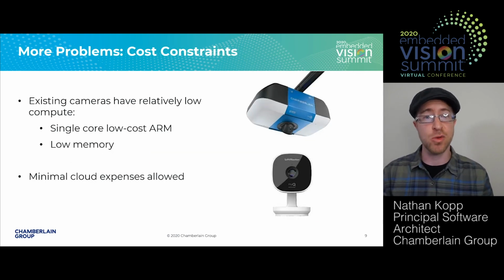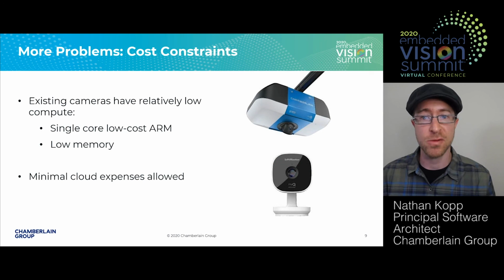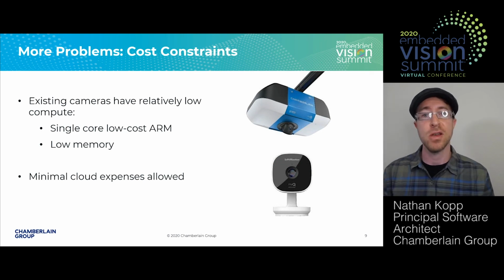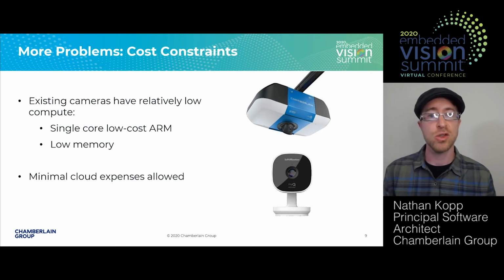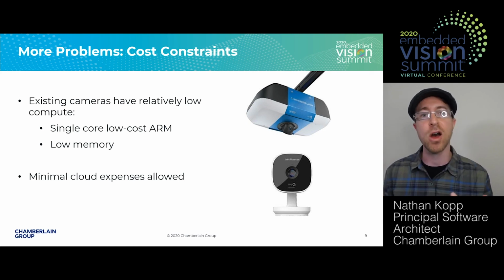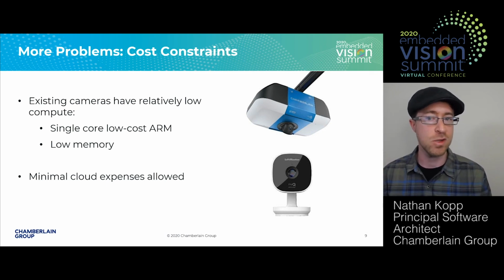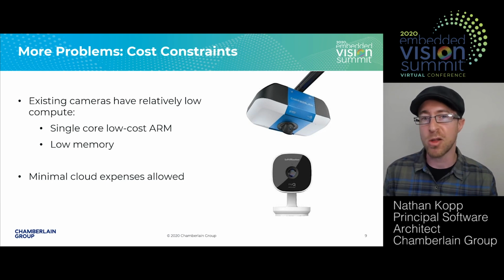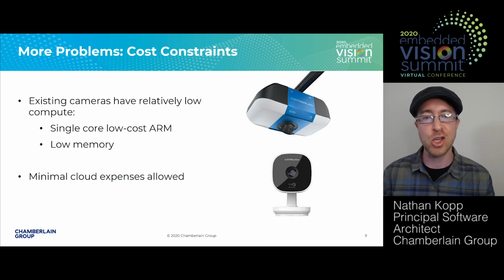And we have another problem beyond just the limitations of the neural networks. We have a cost constraint. So when this product was developed, vision wasn't really part of the equation. And so what's left for us trying to solve the vision problem to work with is we have a single core of the ARM processor that's available to us. We have a small amount of memory left over for us to use.